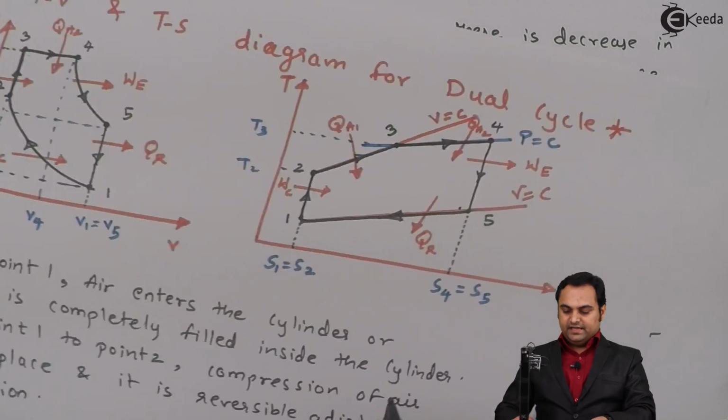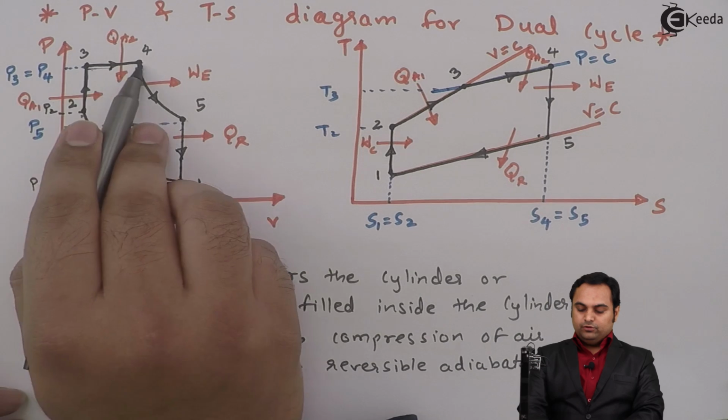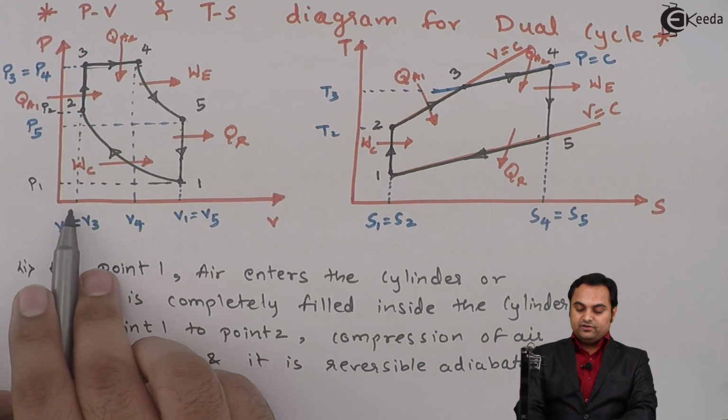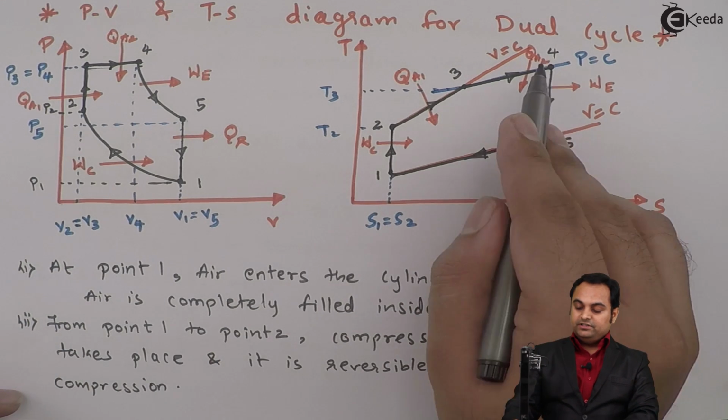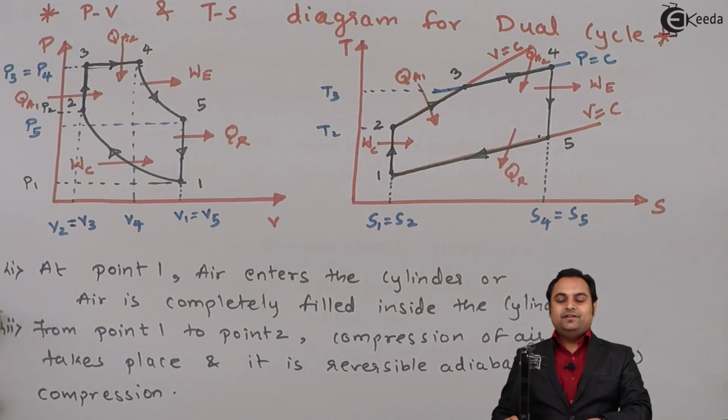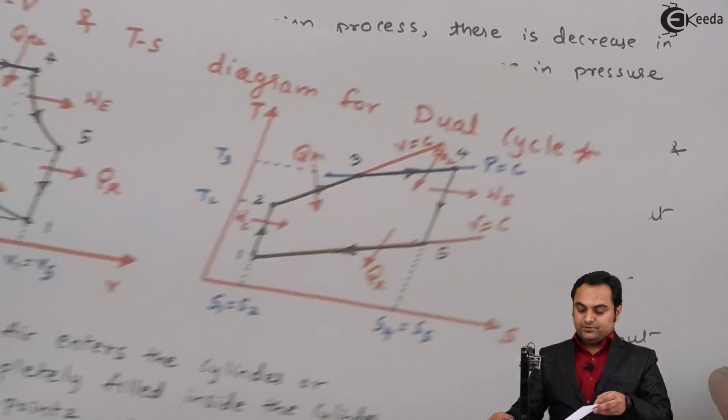So we can see in the diagram that 3 to 4 pressure is constant, P3 is equal to P4, but volume has increased from V3 to V4 and even the temperature has increased from T3 to T4. Next, after that, the expansion process 4 to 5.